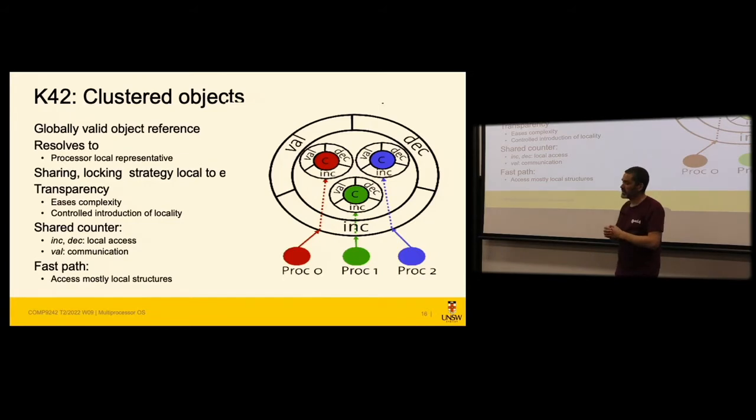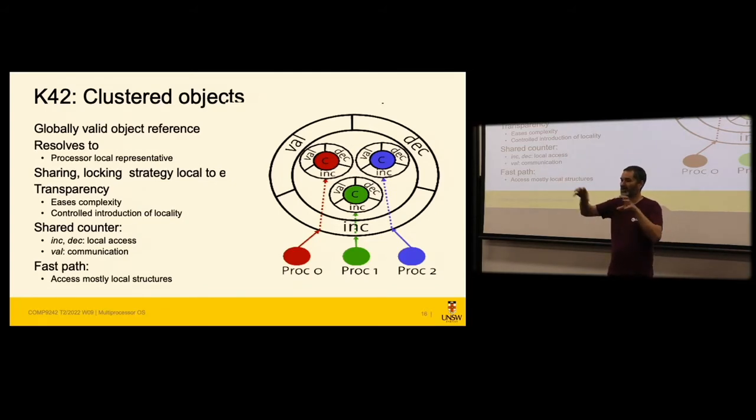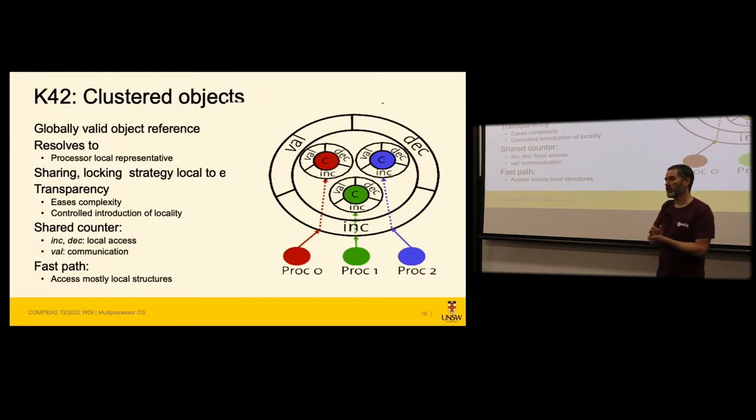And the idea is that for an object, you have a globally valid reference to that object, so every object has a reference, but when you dereference that reference, you get a reference to a local version of that object. So every core would have a local representative of this global object. And when you invoke operations on that object, you would act on local state as much as possible.